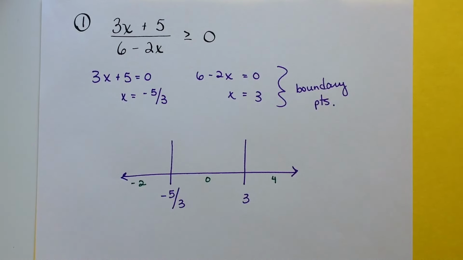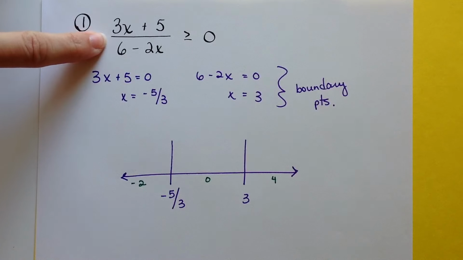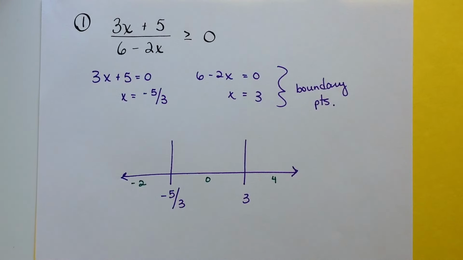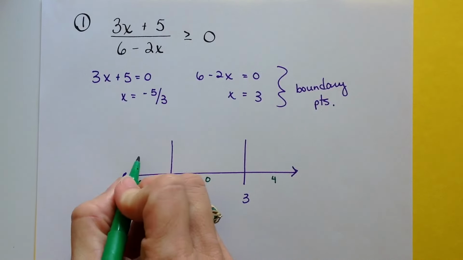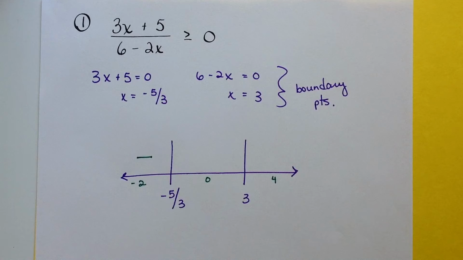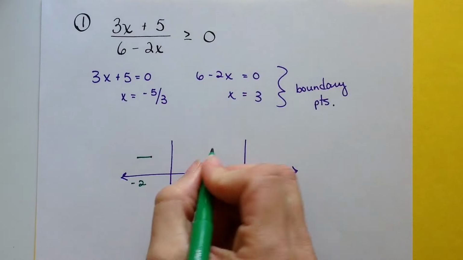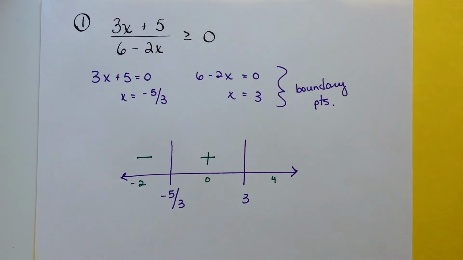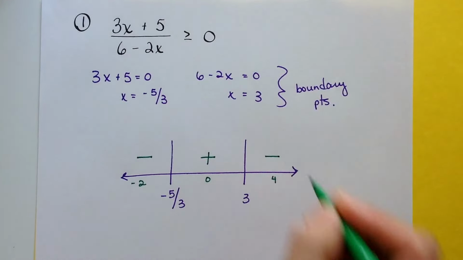Now I've got to substitute each one of those, remember, back into the original function for x, just to see if we get a positive or a negative result. So if I substitute in the negative 2, then I'm going to have a negative result. Now if I substitute in 0, then I'll have a positive result. And then if I substitute in 4, I'll have a negative result.